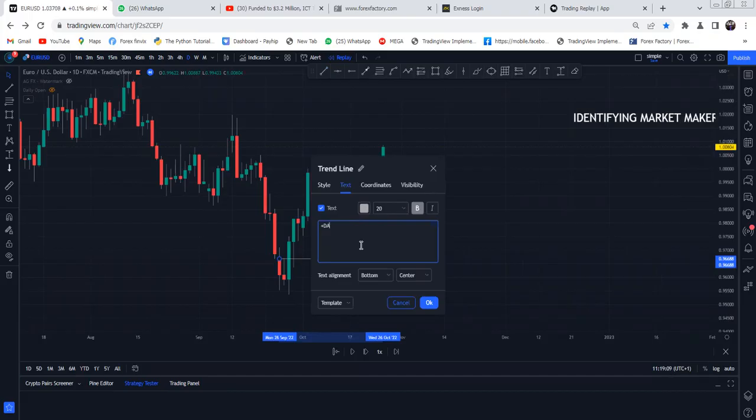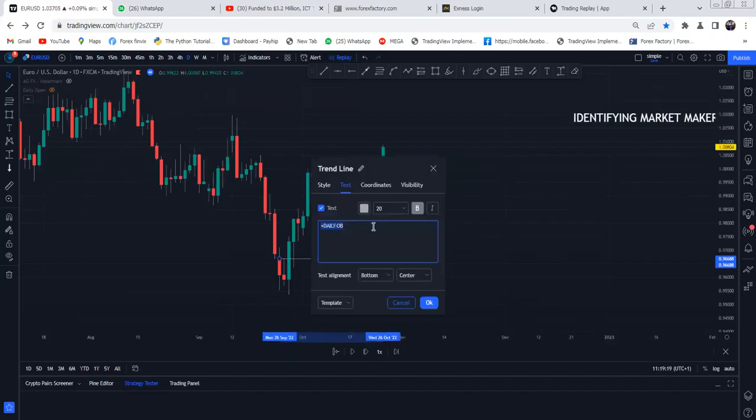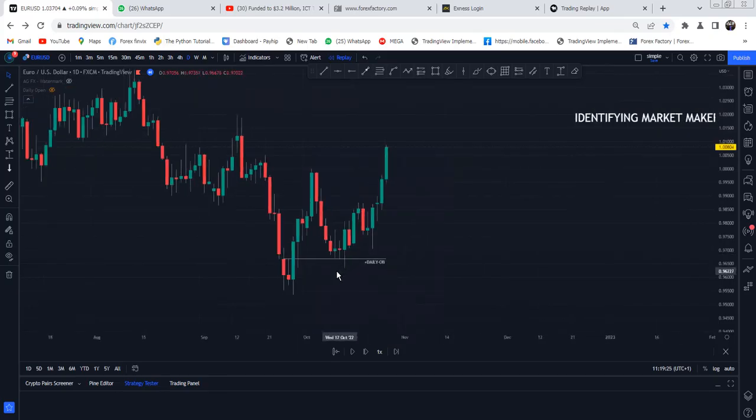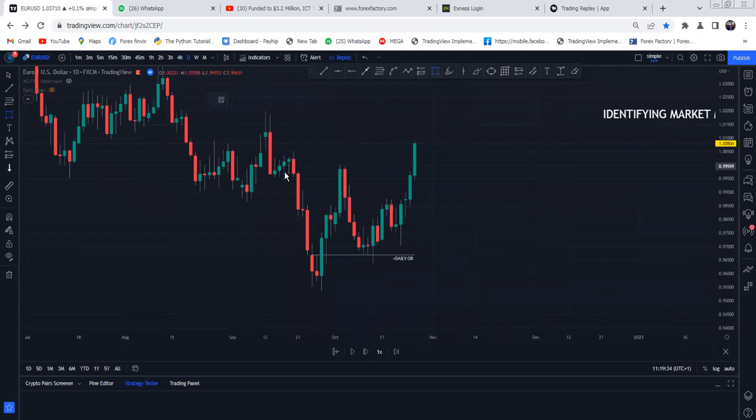Daily OB. Okay. So here, price is reacting to a PD array, okay? It's not on the air. Price came back down to the PD array. So where did price come from? Price came from this other block here. Price was reacting from this level, okay?